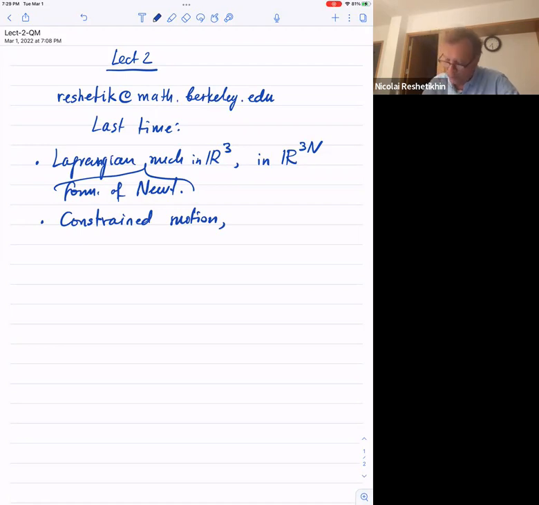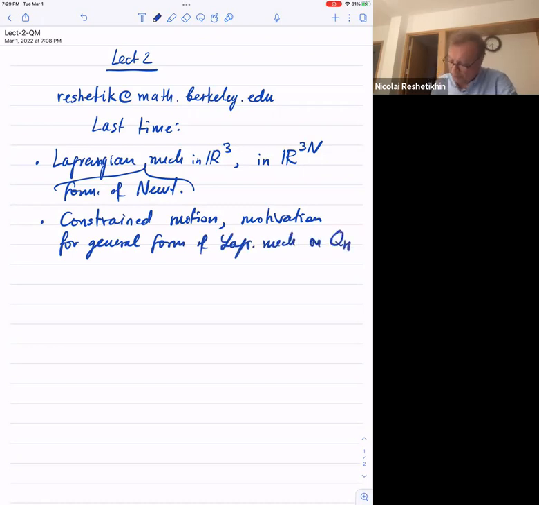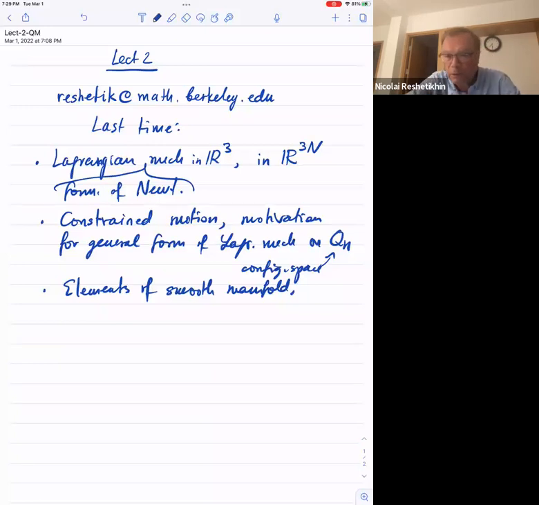I think that's more or less the motivation for a general formulation of Lagrangian mechanics on a smooth n-dimensional manifold where this is the configuration space. And then I started to explain the elements of smooth manifolds, but it seems like now everyone knows what a smooth manifold is, and correct me if I'm wrong.